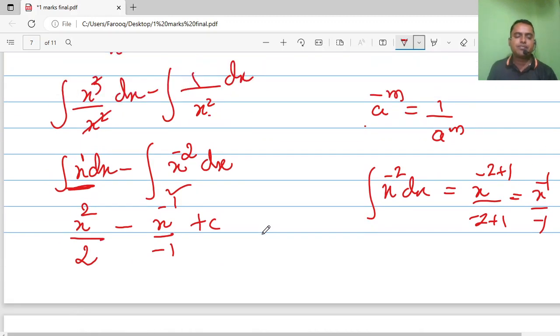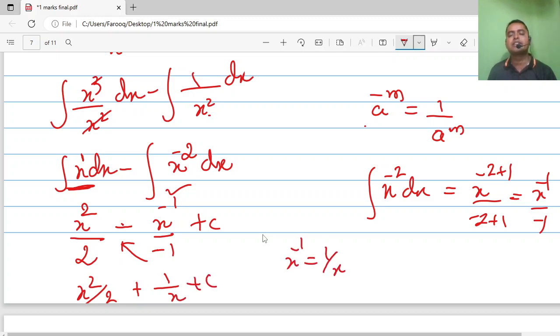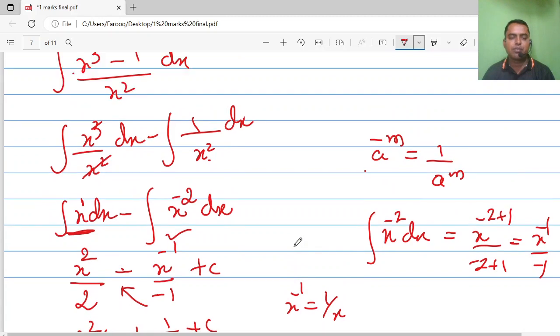Now last step, that is x square by 2, minus this minus and this minus, minus into minus is what? Plus. x raised to minus 1 can be written 1 by x, plus c, because x raised to minus 1 is nothing but 1 by x. Yes, I hope you got the solution of this problem.